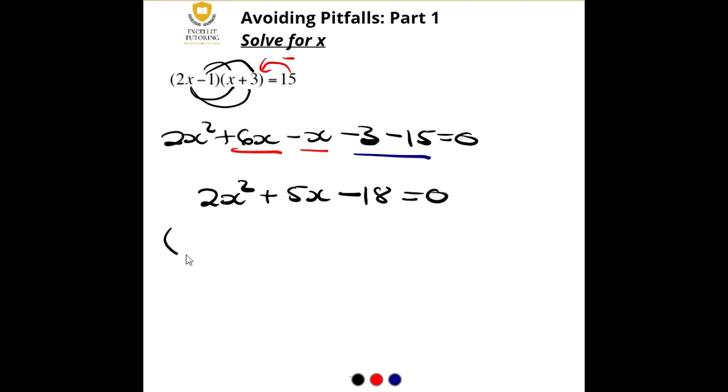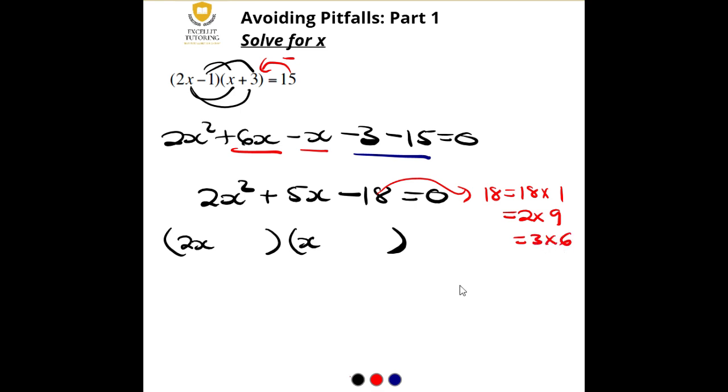From there we factorize. We know that this must be a linear factor, so we split this apart. We have a 2x and an x. Now we need to find the factors of 18. Remember, 18 can be made by 18 multiplied by 1, can also be made by 2 multiplied by 9, and can also be made by 3 multiplied by 6, right? Because it's 6, 12, 18. So now we need to find the factors amongst these three which will allow us to get the middle value if we add or subtract them, but when we multiply them, they give us the last term.